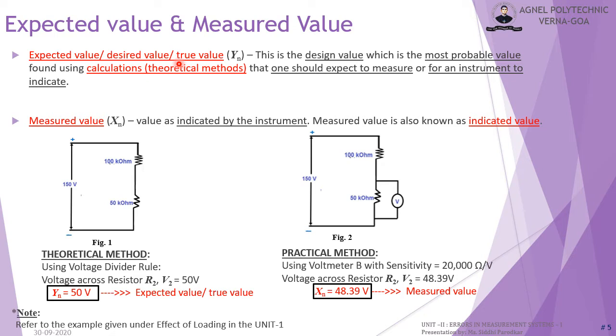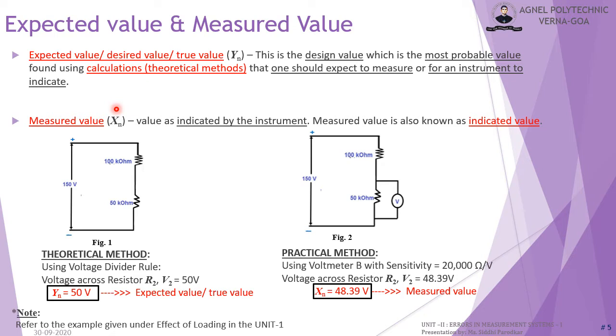Throughout this unit, we will be using two terms, that is expected value and the measured value. Expected value is also known as desired value or the true value. It is denoted as y suffix n. Expected value or the true value is the design value found using the calculations or theoretical methods. This value is the most probable value that one should expect to measure or for an instrument to indicate. The second term, that is measured value, is the value that is indicated by the instrument. It is denoted as x suffix n.